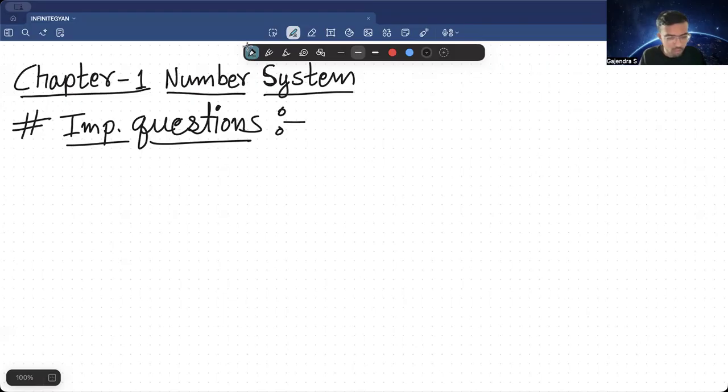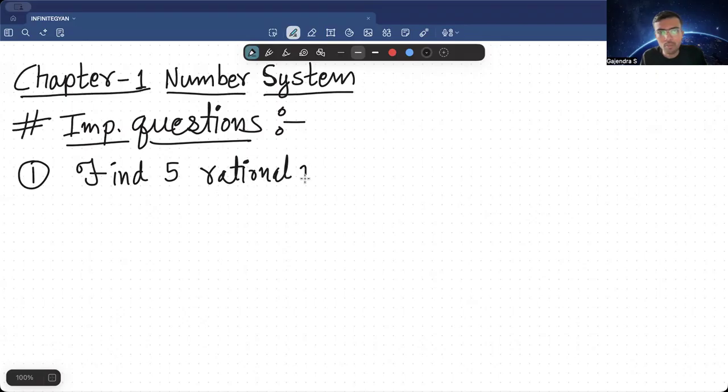One of the most important questions of this chapter is finding decimal numbers between any two decimal numbers. So let us solve that. First type of example: if you are told to find five rational numbers between 1 and 2.